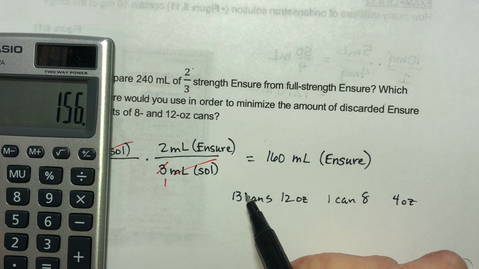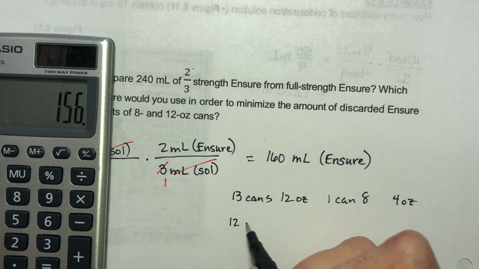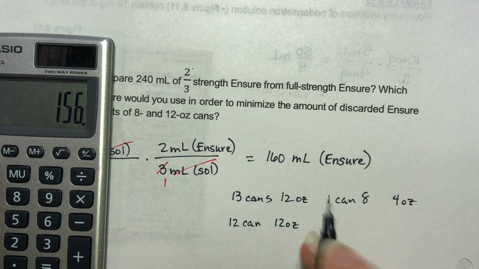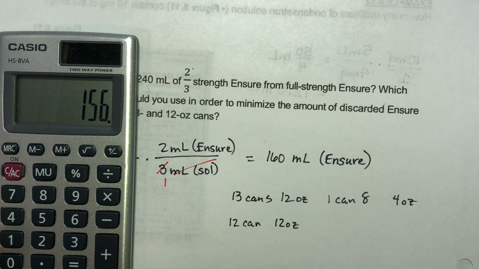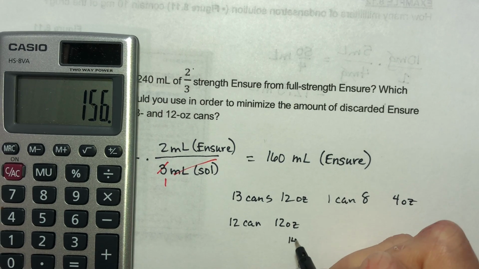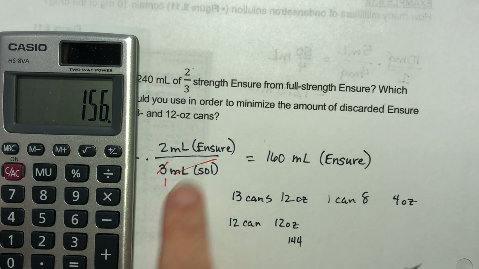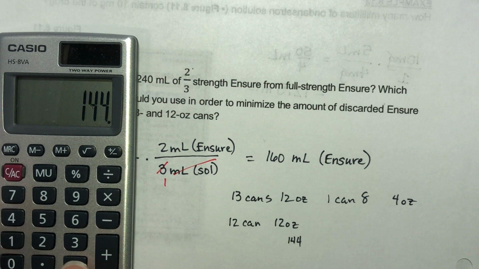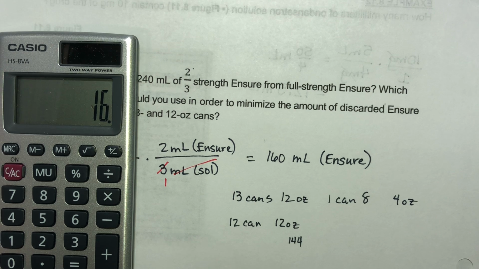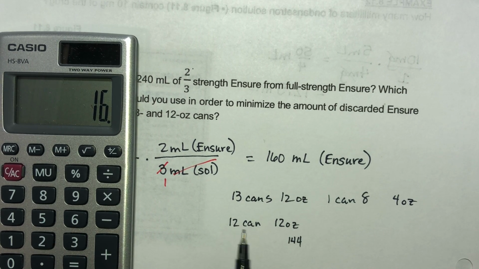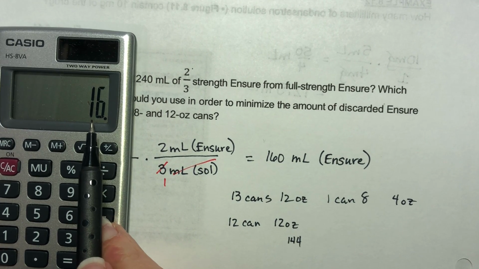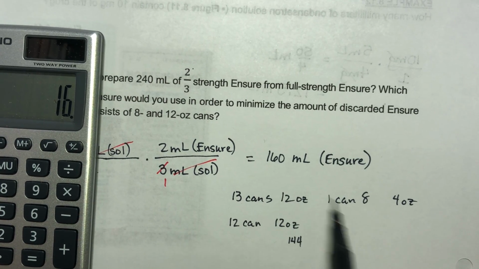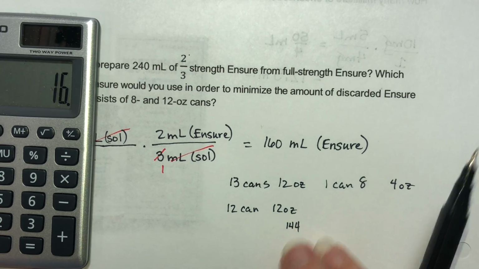But then I decide, well, maybe if I go down to 12 cans of the 12 ounces, it will work out better. This is just sort of playing around. So that would give me 144 ounces total, and I need 160. So 160 minus 144 is 16. So if I use 12 12-ounce cans, I need 16 more ounces, which is precisely 2 8-ounce cans. So this is going to work out perfectly with no leftover.